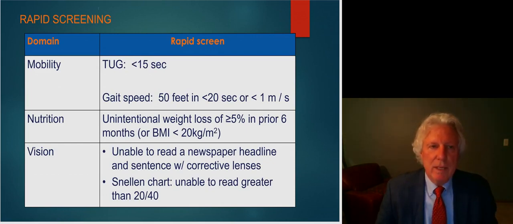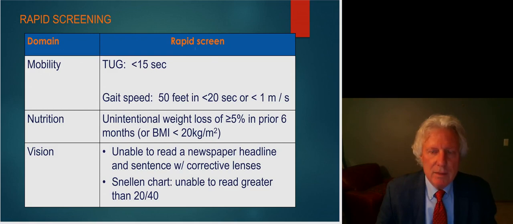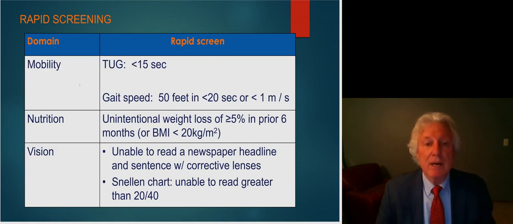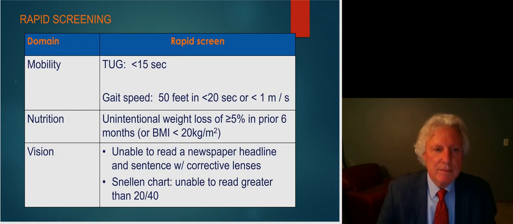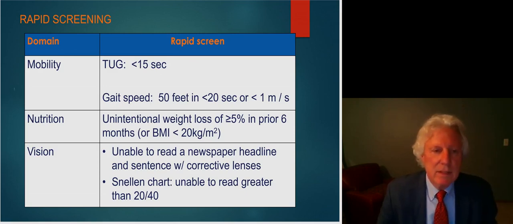So mobility, you can do your own timed up and go test. I like the gait speed test, so you could either do it in feet or meters, preferably the meters. And so you convert that in. If it's less than 1 meter per second, then you know you've got a positive screen for future falls. In terms of nutrition, just simply asking or identifying the weights, consecutive weights, you can identify unintentional weight loss.